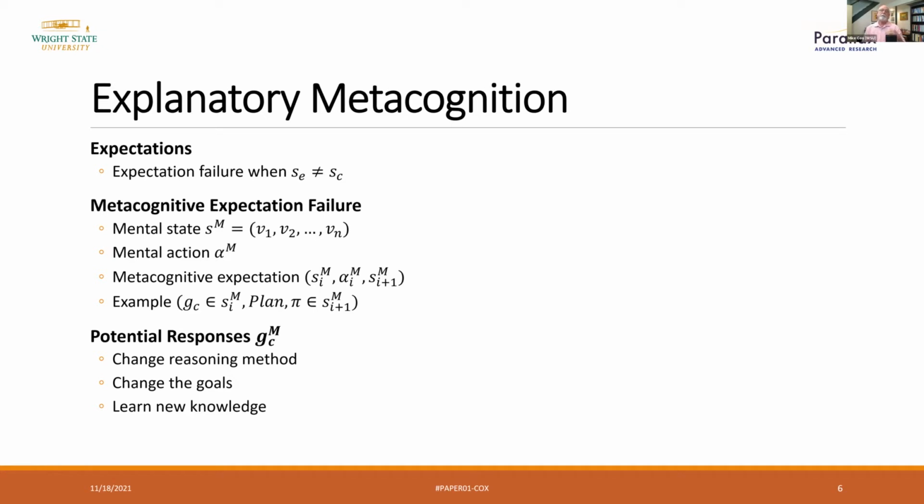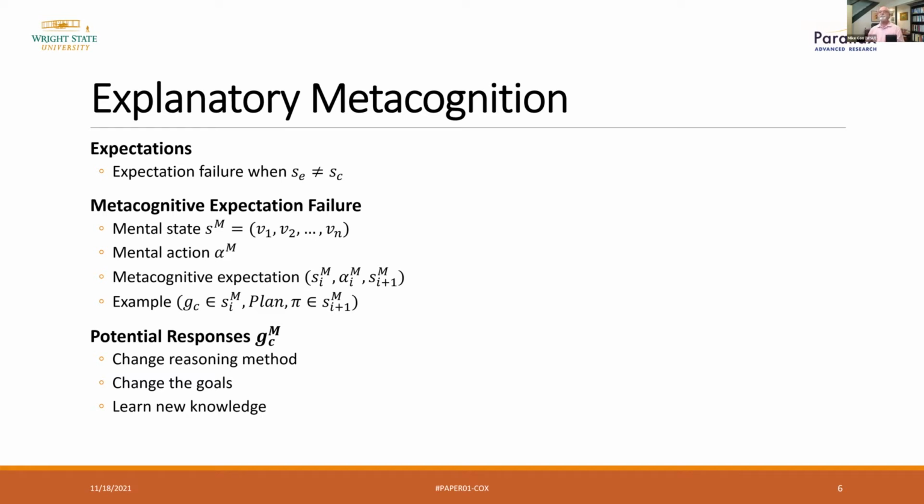And in the goal reasoning work at the cognitive level, we actually want to explain this kind of discrepancy and generate new goals on the fly to be able to handle when you have expectation failures in the normal sense. And we'll see that in an example later. A metacognitive expectation failure is a little different.